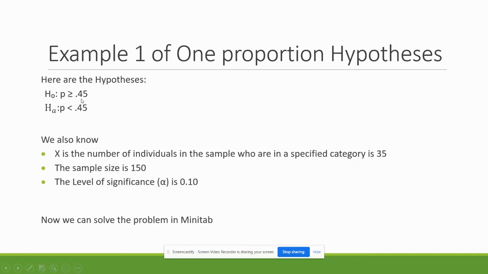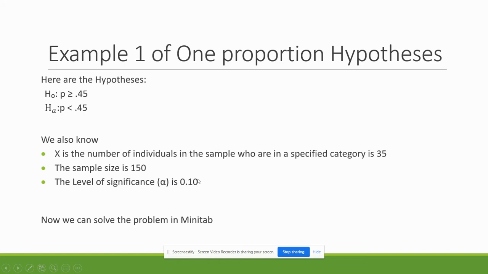So I took that 45% and converted it into a decimal. Then my null is P is greater than or equal to 0.45, and my alternative is P is less than 0.45. I also know X is the number of individuals in the sample who are in that specific category of hating their job. So 35 is the number, the sample size is 150, and my level of significance is 0.10.